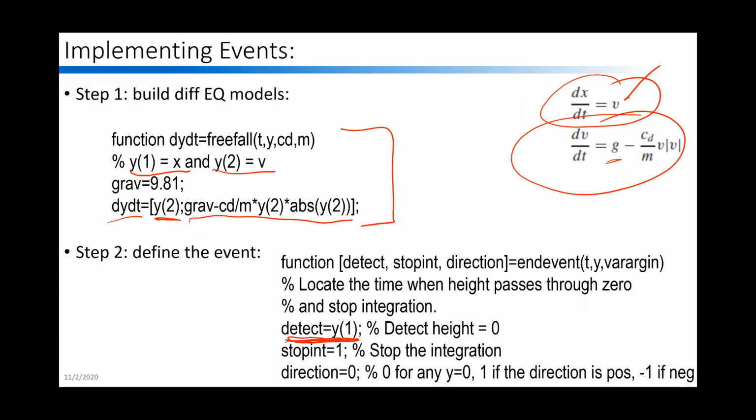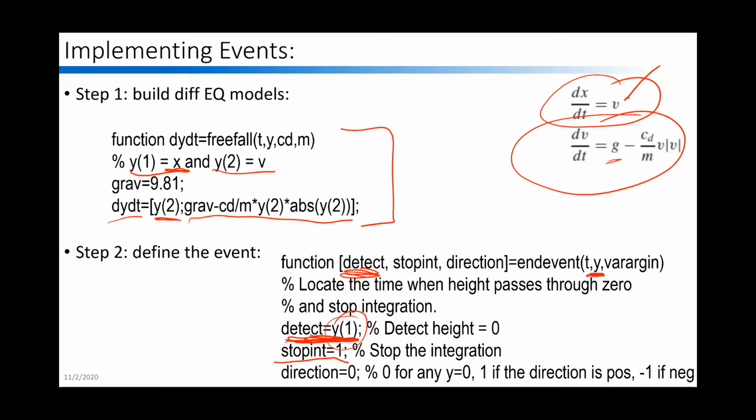So the detect is going to look at y1, right? So the y's are going to come in here, and then y1, which remember is x, is going to be what we're going to detect. And that's going to be the first thing that the function returns, right? Stop int is just going to be 1. So it's just going to say 1 is for stopping.